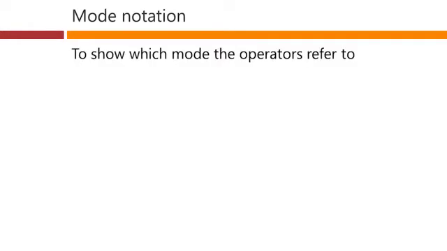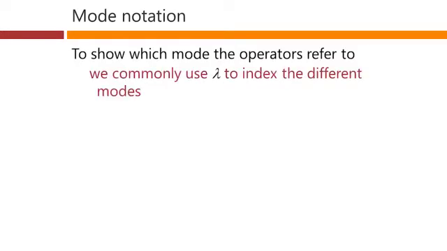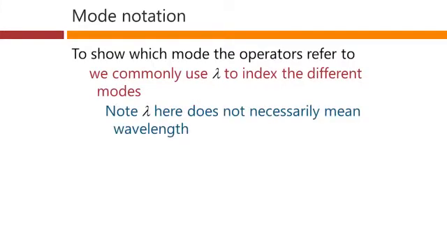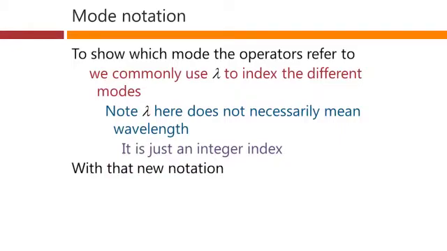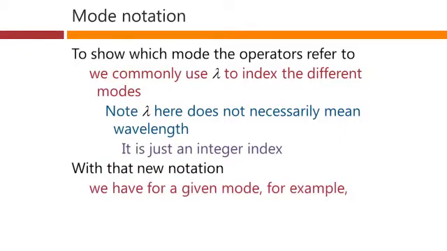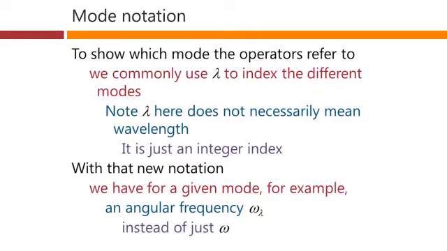So, to show which mode the operators refer to, we commonly use the index lambda to index the different modes. Lambda here does not necessarily mean wavelength, it's just an integer index, and this is a common notation. With that new notation, we have for a given mode, for example, an angular frequency omega lambda instead of just writing omega, because we want to be specific about which mode it is that has this frequency.